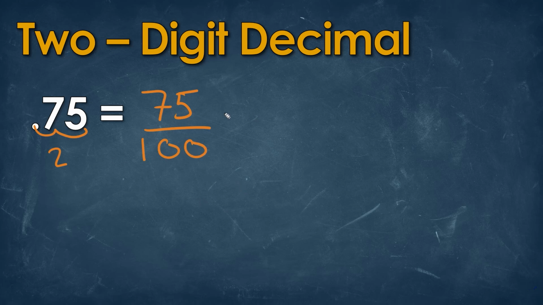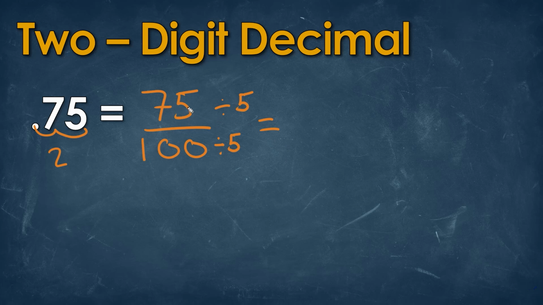And what we want to do is we're going to simplify this. Now, we have to simplify with the same number on top and bottom. And it doesn't have to be perfect, and we can do it in stages. So I know that 5 goes into 75, and I know that 5 goes into 100. So we can simplify this out.